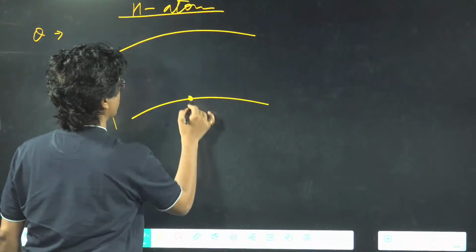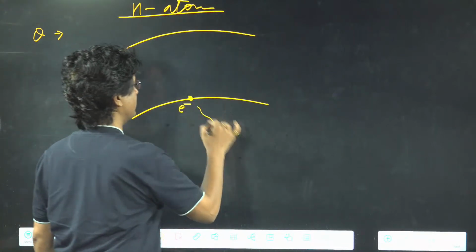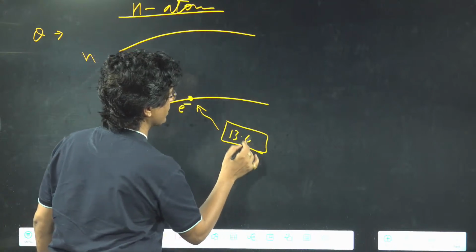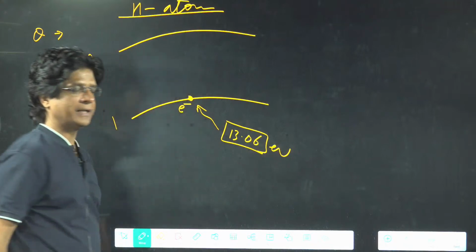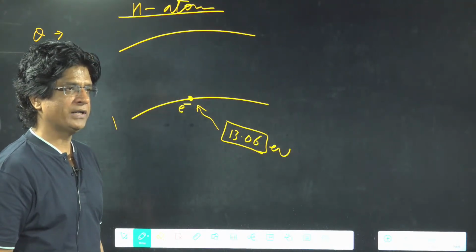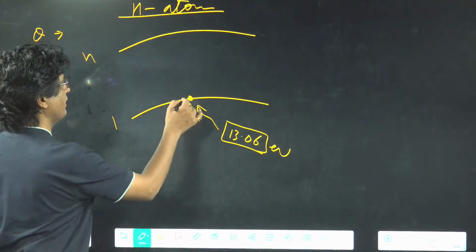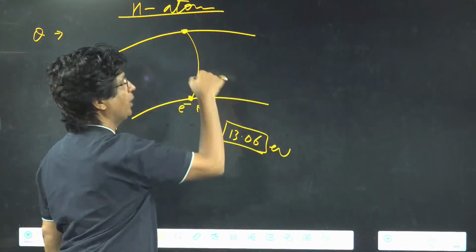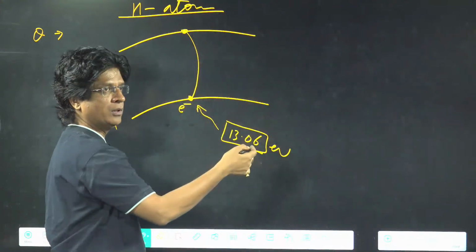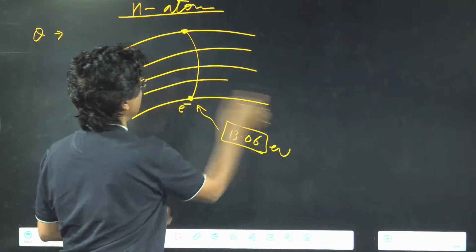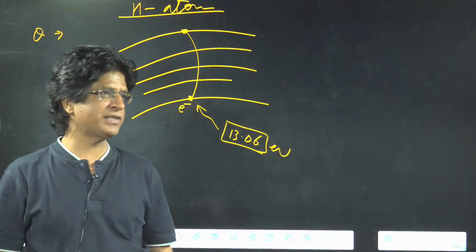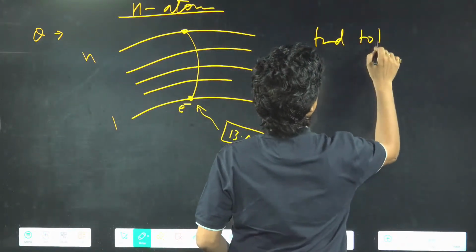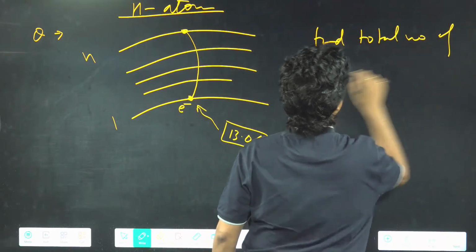The electron was here. It absorbed a photon of 13.06 electron volt. It will go up. When it will come down, it can come down in n number of ways. Yes or no? Find total number of lines.